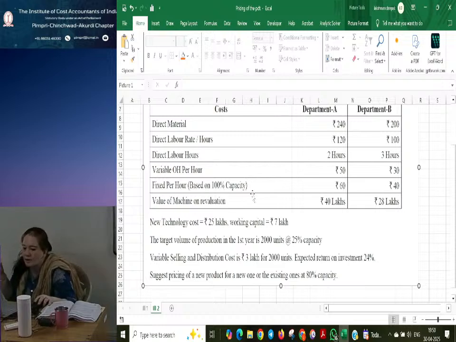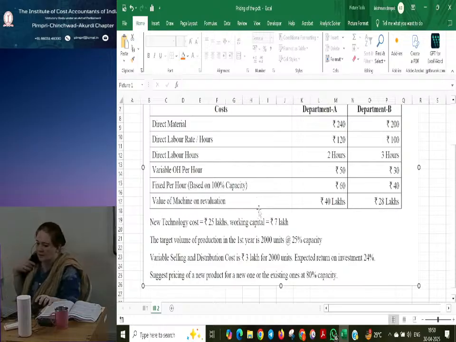Value of the machine on revaluation. This might be a part of your capital employed or capital investment. Well, you are going to work on it. So it is 40 lakhs for department A and 28 lakhs for department B. New technology cost is 25 lakhs, which is your additional investment. Working capital to run that particular technology, 7 lakhs is expected. So the investment that you are going to make is 40 plus 28 plus 25 plus 7 lakhs put together.